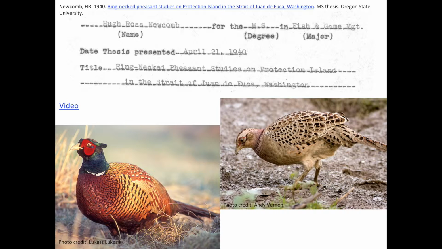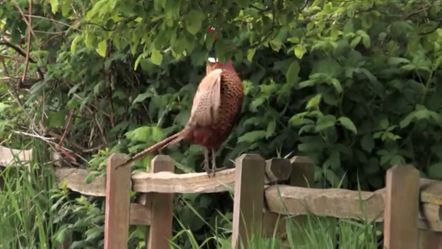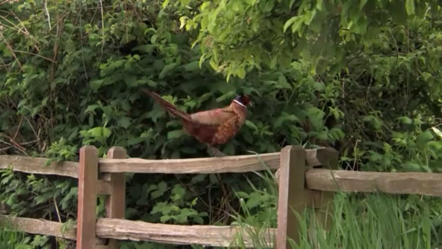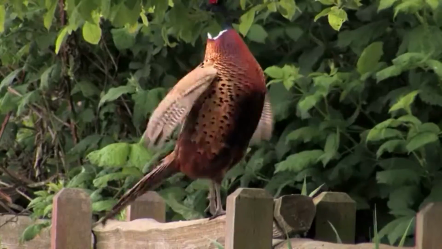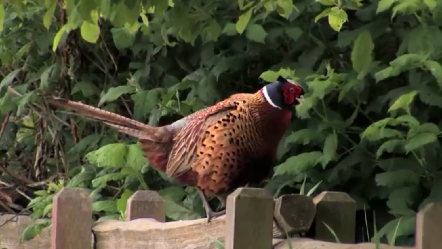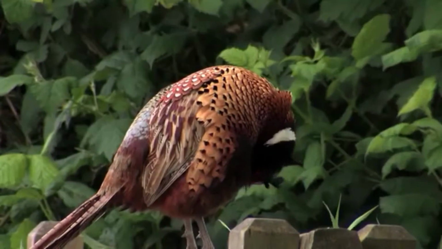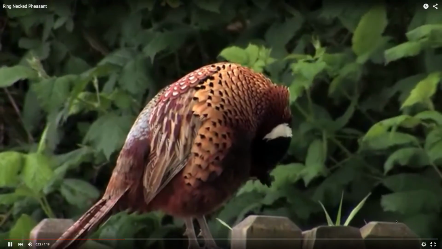So on the left you see a male pheasant. He's looking quite charismatic, and on the right you've got the hen. So there's sexual dimorphism there. Let's just look at the male there. He's vocalizing.